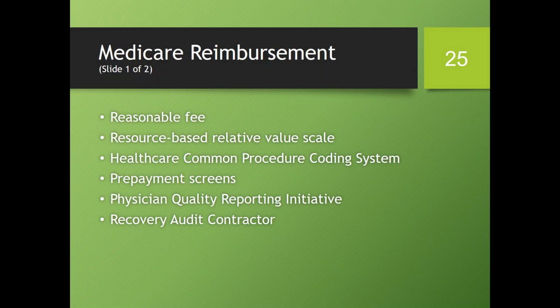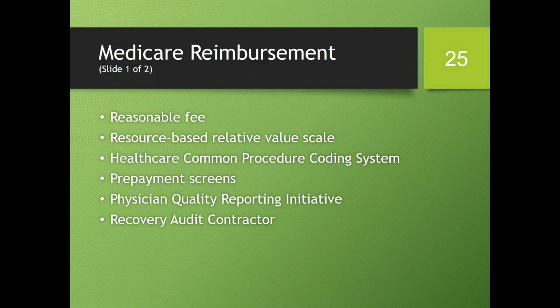A resource-based relative value scale is the system that Medicare uses for establishing fees, taking into account work value, overhead expense, and malpractice values for all CPT codes that are published in the Federal Register. The Healthcare Common Procedure Coding System was developed by the federal government for Medicare to obtain correct payment for a procedure or service. A code number must be selected from level 1 or 2 of the HCPCS coding system.